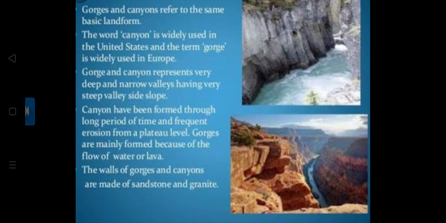Where are they widely used? What is the difference between them? What is the similarity? And some more information regarding that.